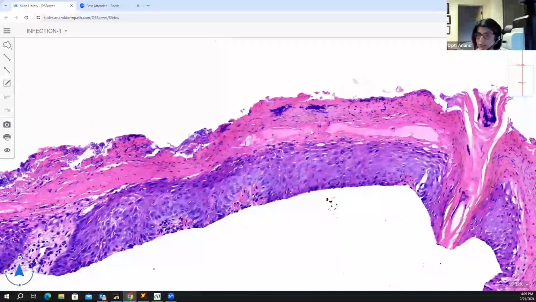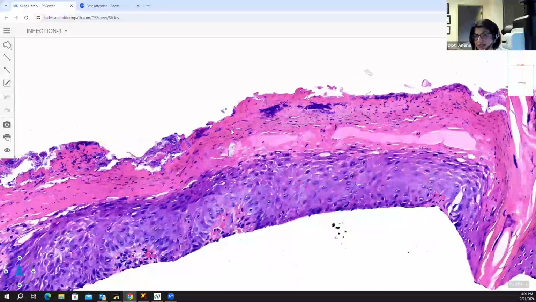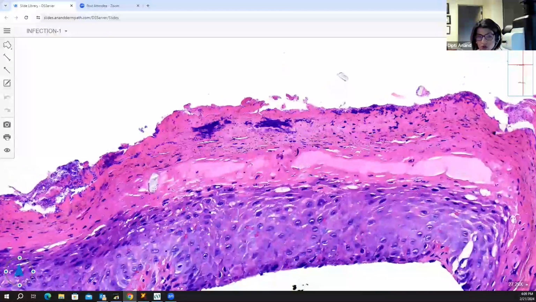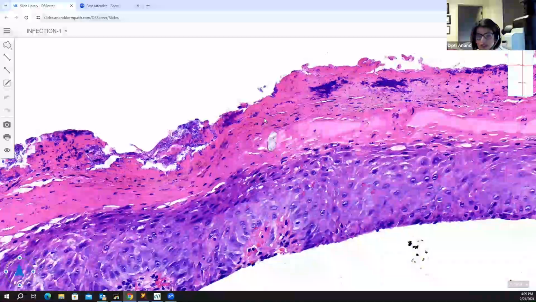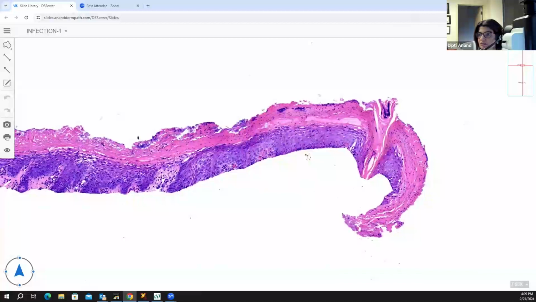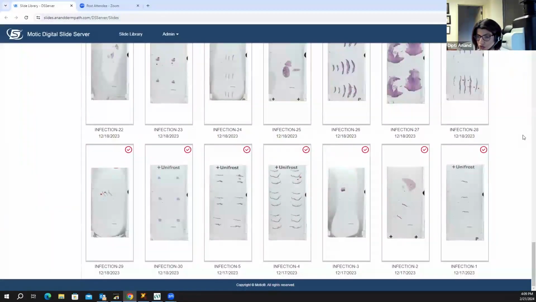You may or you may not see the bacteria, but for a definitive diagnosis of impetigo, they have to show you bacterial colonies, and this is how they look like. So all of these are clusters of cocci bacterial colonies, so consistent with staph. So this is bullous impetigo. Let's go to our next slide.